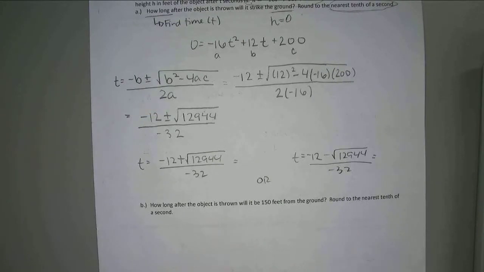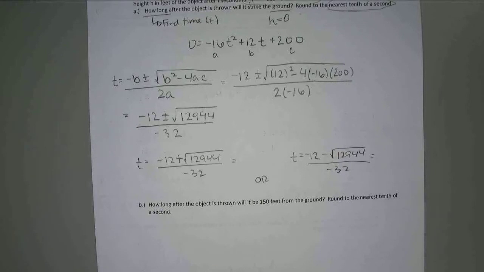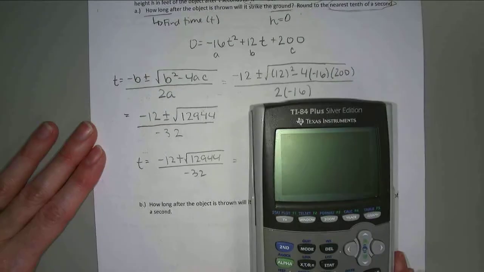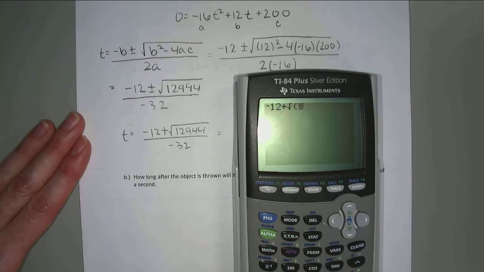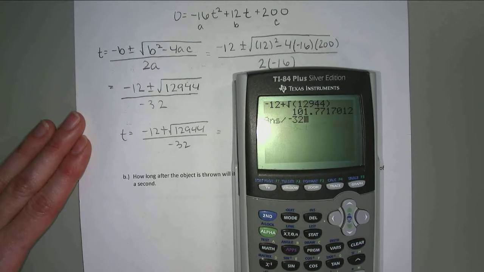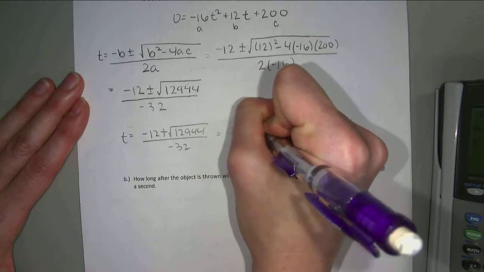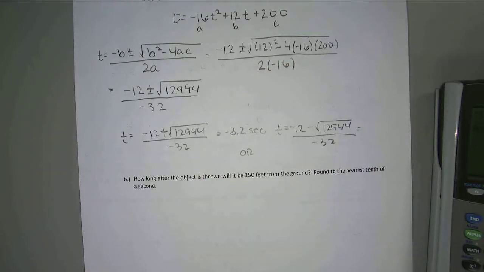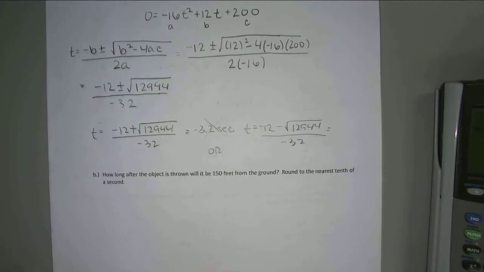I think this negative one ends up being the winner, but let's just see. We can plug both of them into our calculator. So I'm going to do negative 12 plus the square root of 12944, close off my parentheses, hit enter, and divide by negative 32, hit enter. I get negative 3.2 seconds. So we don't want that, right? Time is never negative. So we're going to want this positive answer, okay?